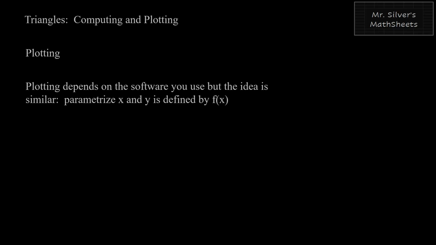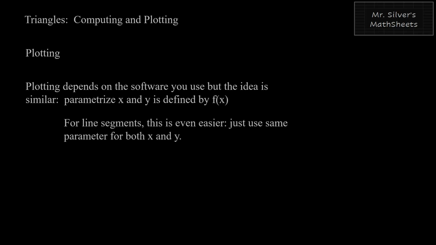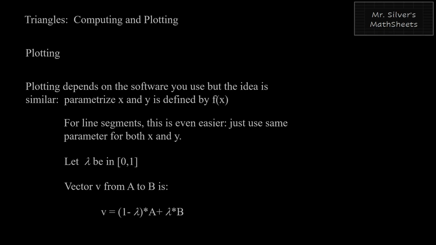Okay, plotting depends on the software, but the idea is similar. You parameterize x and y. Y is defined by f of x. But for line segments, it's even easier. You just use the same parameter for both x and y. So, for example, let lambda be a parameter between 0 and 1. The vector v is the convex combination of points A to B.